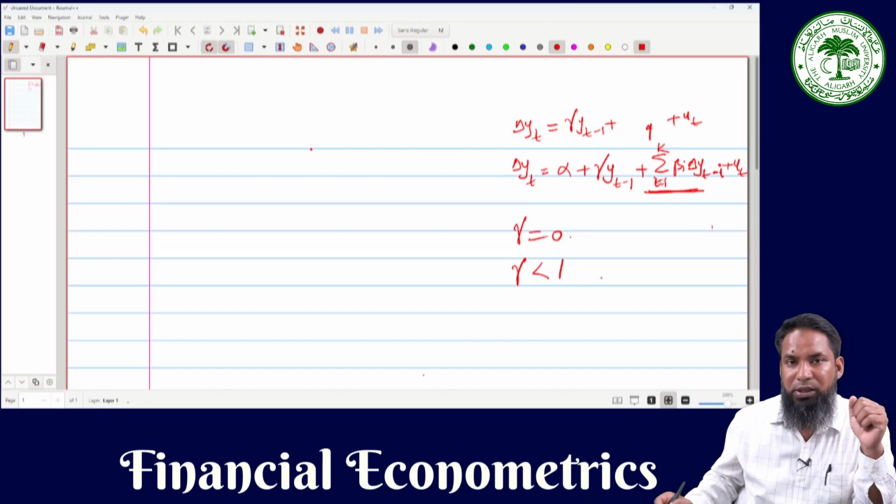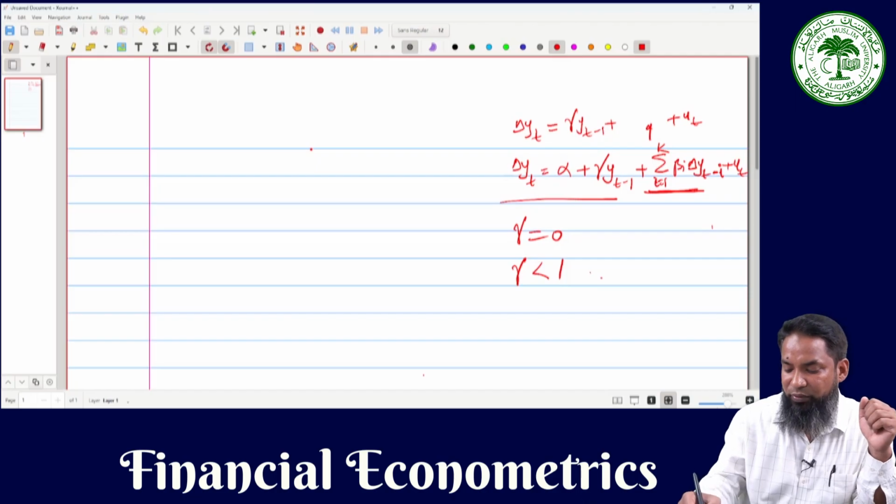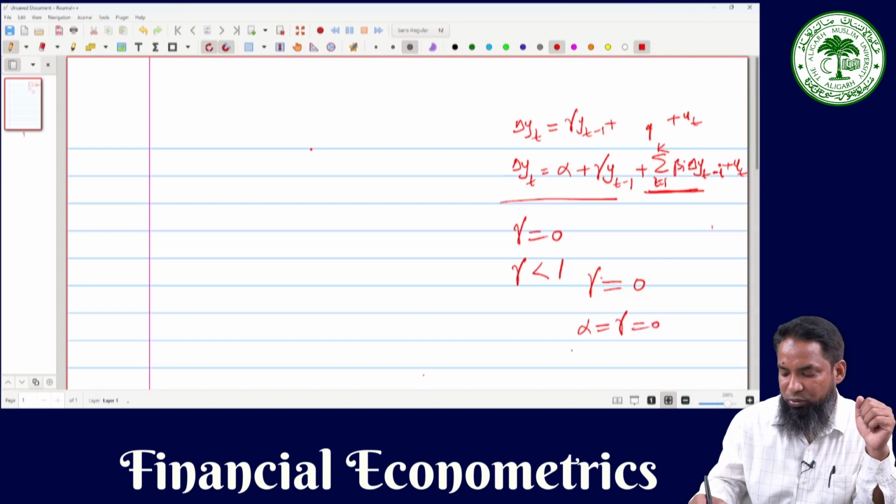So we tested the hypothesis. However, in this case, one is testing whether gamma is equal to 0 or not. Another is jointly testing whether alpha and gamma are both equal to 0 or not. So in the second formulation we have the two cases.